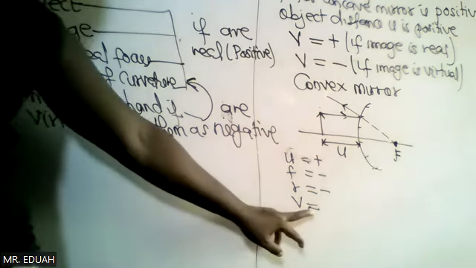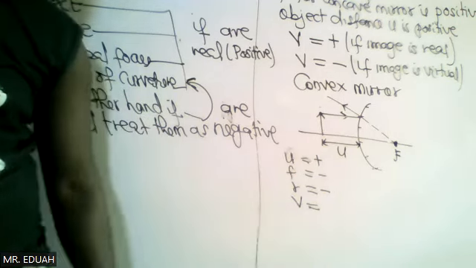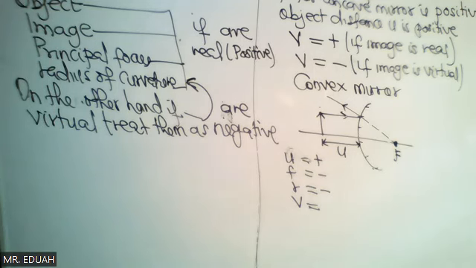I want somebody else to also judge what you think the sign of V would be for a convex mirror. Charlotte, what do you think for convex mirror? Would V be positive or negative? Racy, V will be negative. Why, sir? Because U is positive, so V has to be negative, so they can cancel. Racy, your reason doesn't convince me so much.